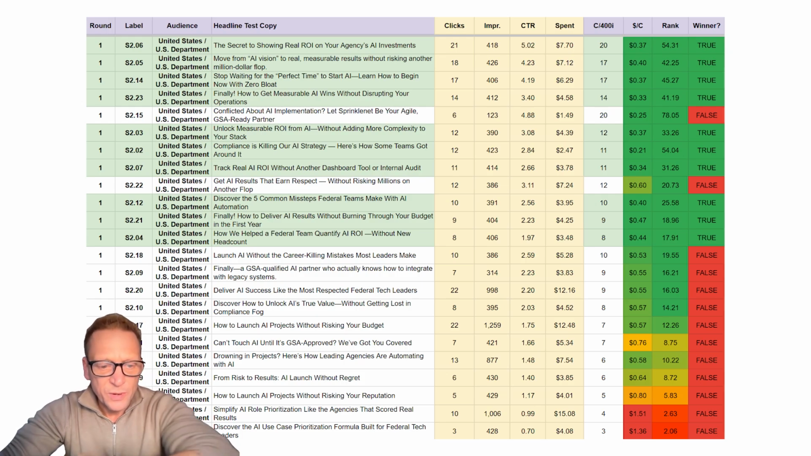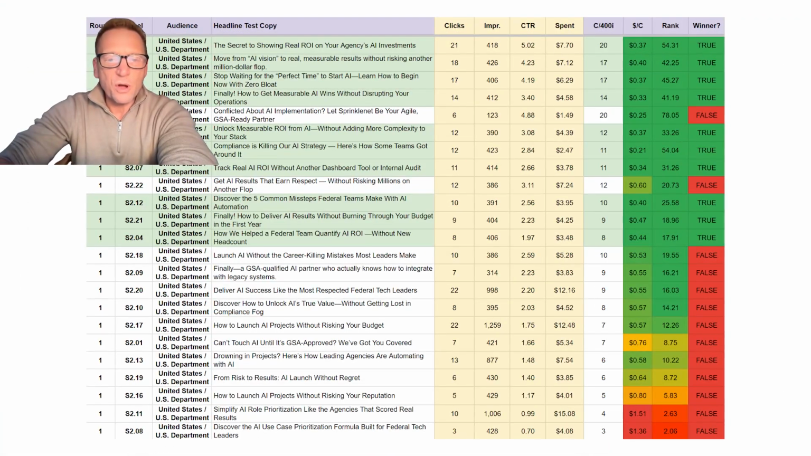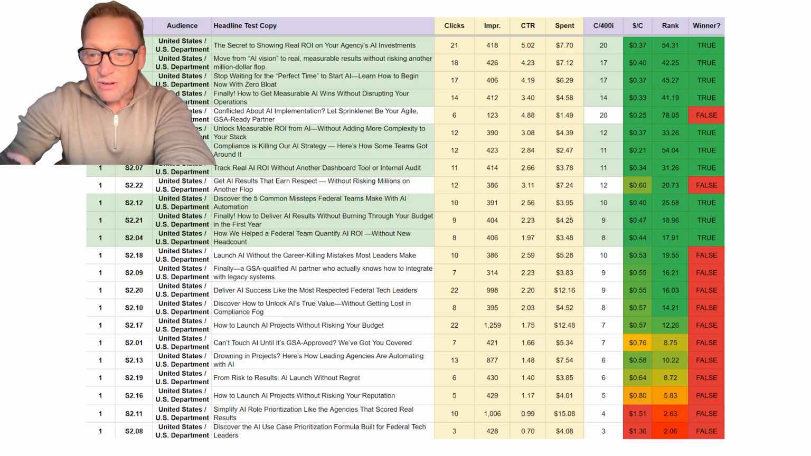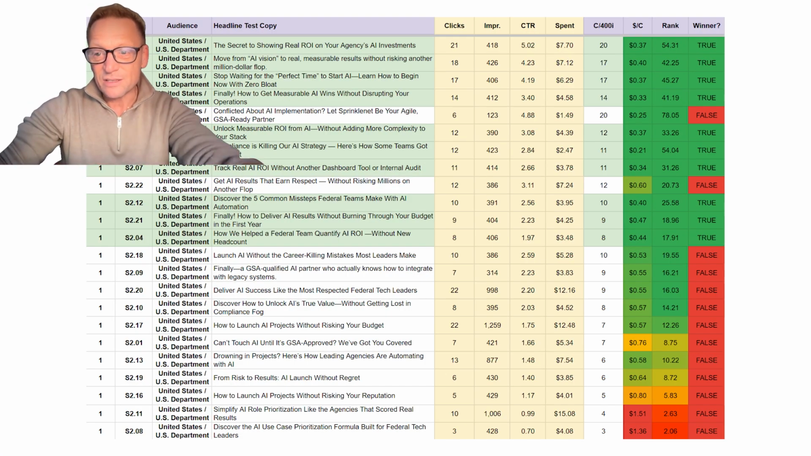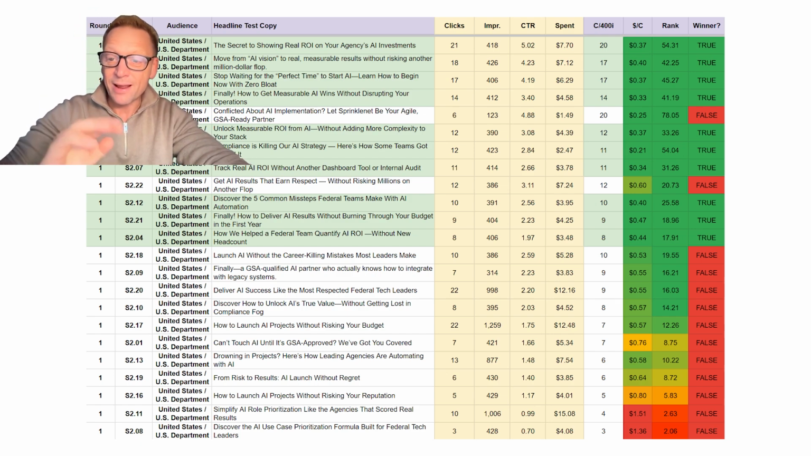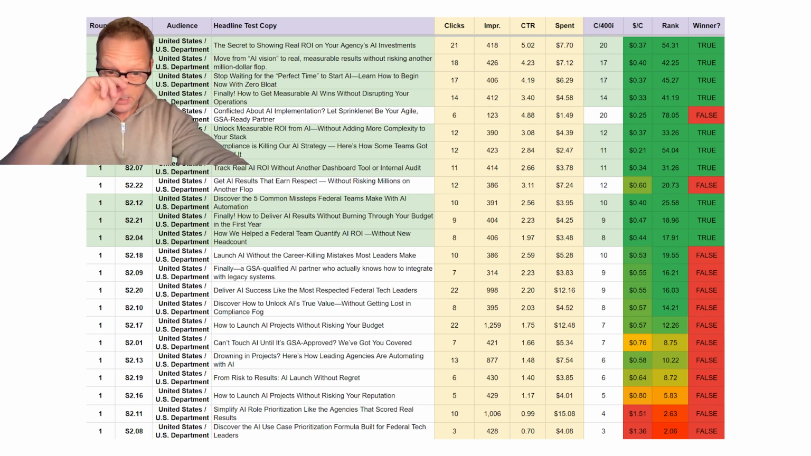So what didn't win? What didn't win is these here. You see at the bottom here, all of these. They were just not good enough. For example, this is a kind of a surprise because "Can't touch AI until it's GSA approved. We've got you covered." GSA is this government certification. So one might assume, okay, you need to have these accolades, you need to have these certifications, but they didn't really care. These high-ranking managers and decision makers, they wouldn't really care about that. And so those were all bad titles and headlines.